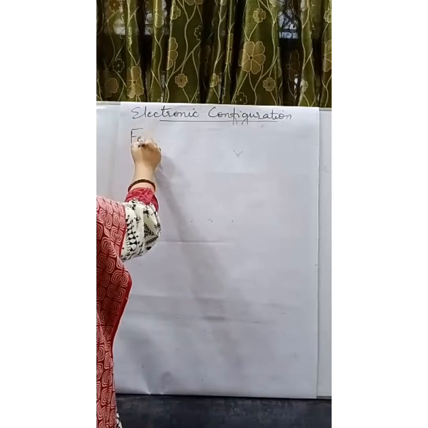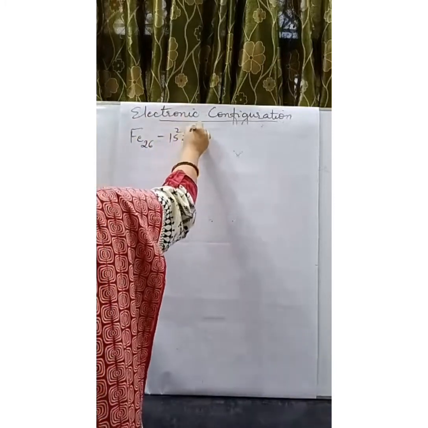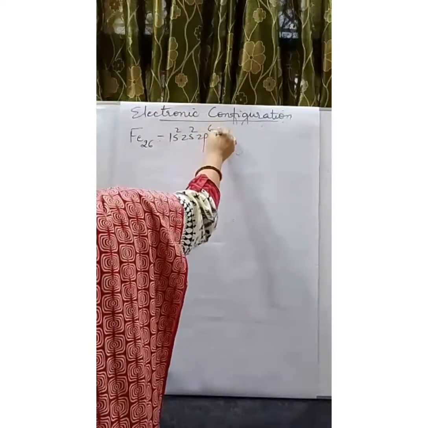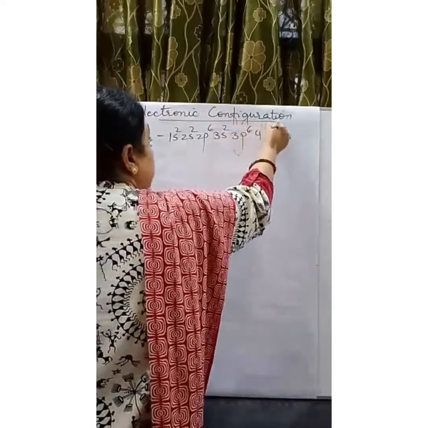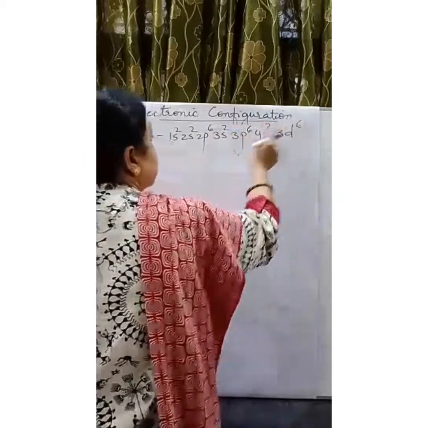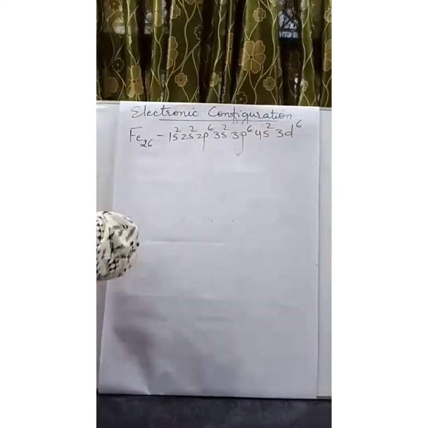Fe is 26. Now the counting will go on. 1s2, 2s2, 2p6, 3s2, 3p6, 4s2, 3d6. Count also side by side: 10, 20 and 6, 26.